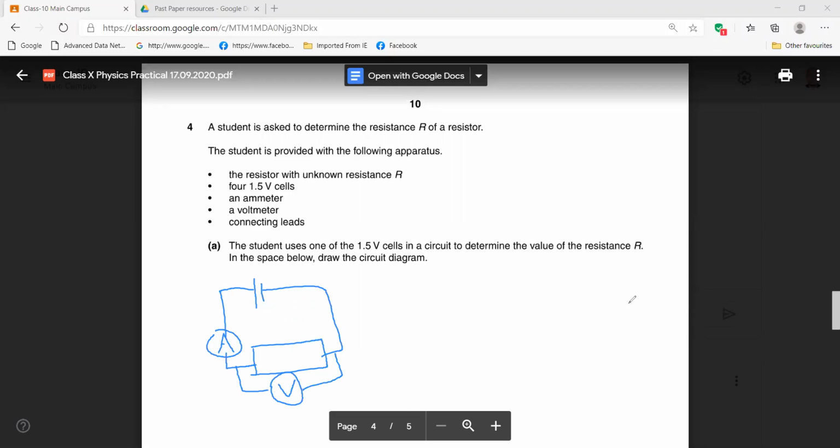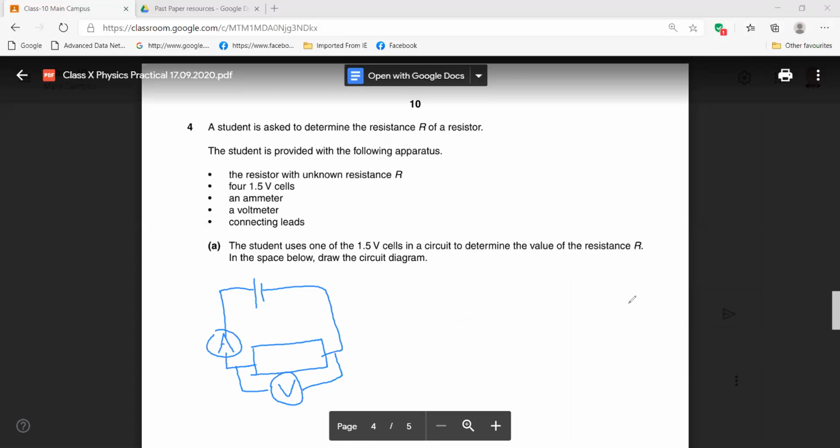Nice. So we got one of the cell. There is only one cell here. Please, Adnan, write 1.5 volt. This looks horrible. My drawing is already horrible. Don't make it more horrible.